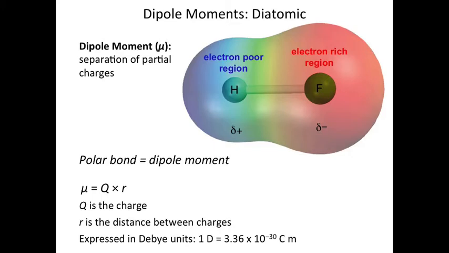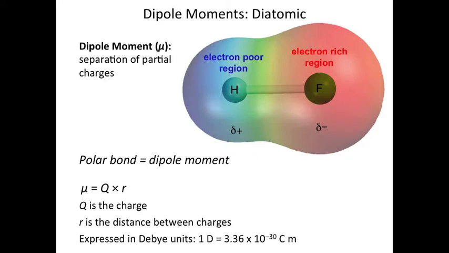So how do you define a dipole moment? It gets the symbol mu. This is not a U, it's a Greek letter mu. And if you zoom in on it, it'll look a little something like this. And that is the separation of partial charges. So over here we have the partial positive charge and the partial negative charge from our hydrogen fluoride molecule.